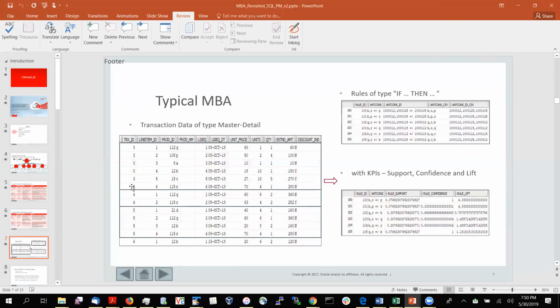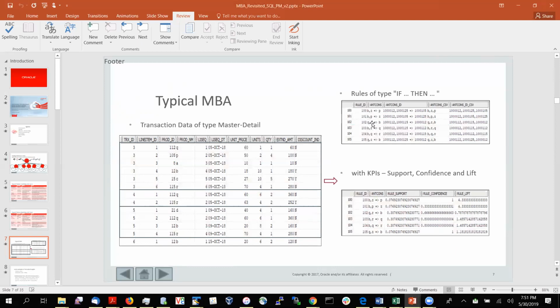Okay. And so in this case, if we have a transactional input data set of this nature, market basket analysis consists of finding patterns within the data. So which product sells with which other product, within the confines of the transaction, being the transaction ID, the repeated master key. So using this input, you would find rules of this nature.